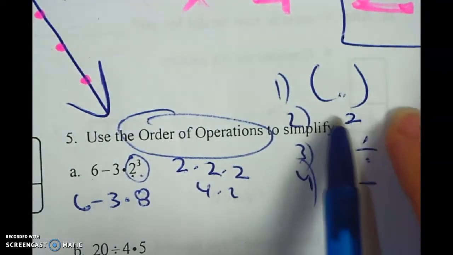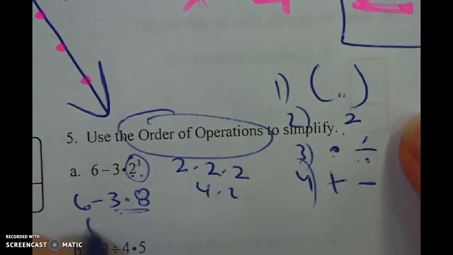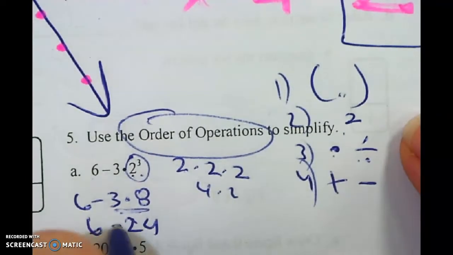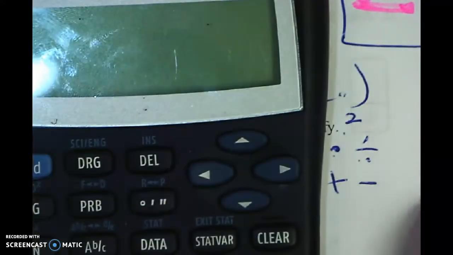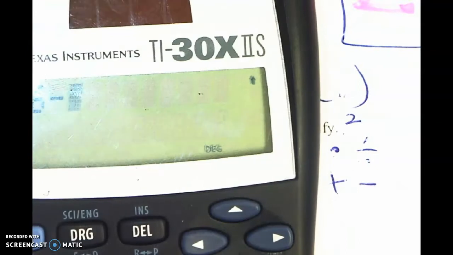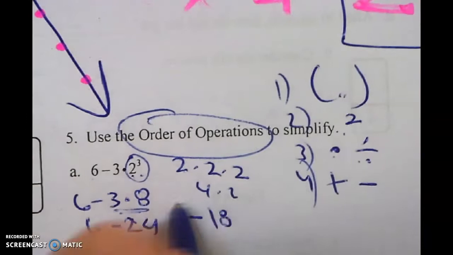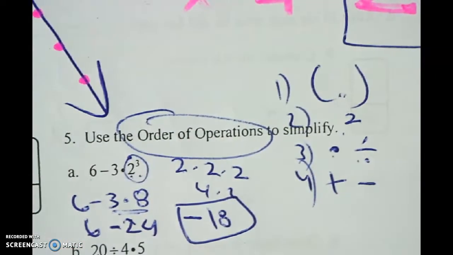So I'm done with the littles, done. Now multiply, divide. I do this next. 3 times 8, 24. 6 minus 24, if you're not sure what to do, use your calculator. 6 minus 24, there's your -18. Okay?